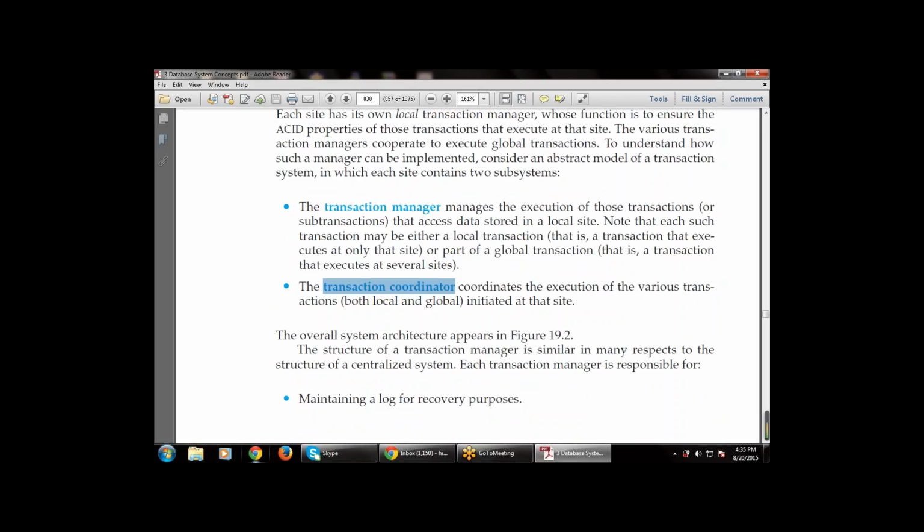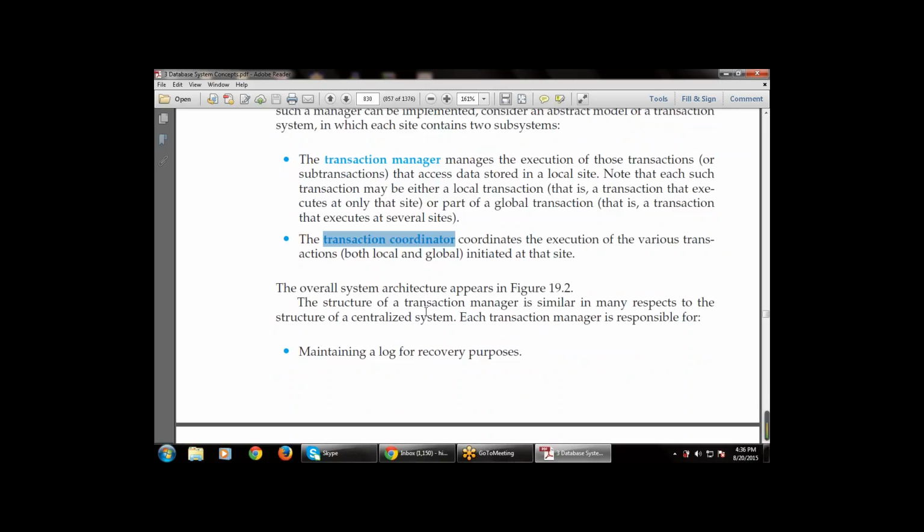Coordinate execution means they cooperate with the various transactions that are available at various sites, and both the local transaction as well as the global transaction are used. The structure of a transaction manager is similar in many aspects to the structure of a centralized system.